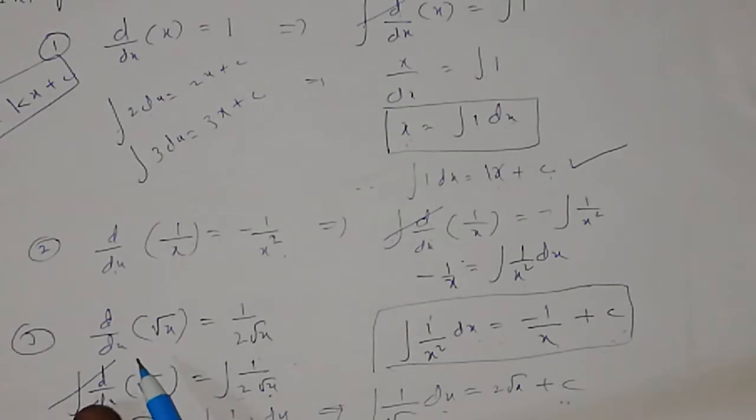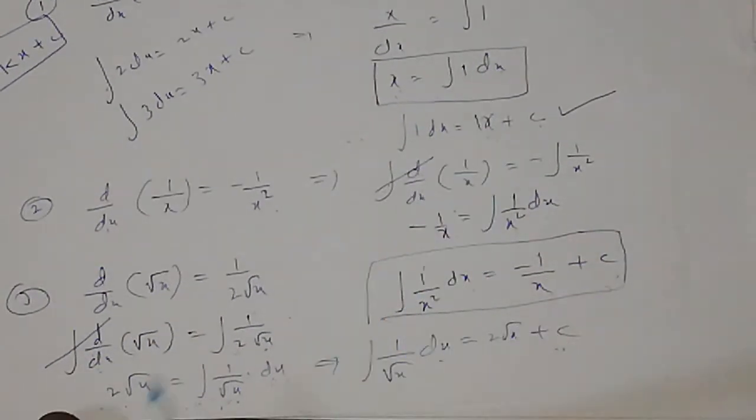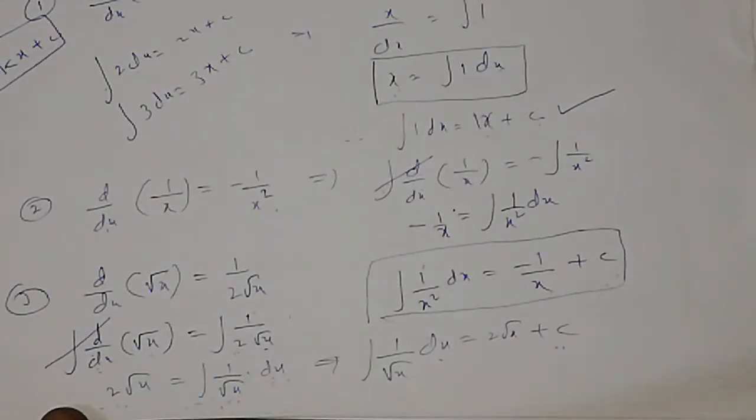Now the third one. d by dx of root x is equal to 1 by 2 root x. Already you learned this in first year. Now for this I am applying integration. Integration of d by dx of root x is equal to integration of 1 by 2 root x. So here also integration and derivation cancel. I am sending dx to the right side and 1 by 2 to the left side. By cross multiplication, the denominator becomes the numerator, so 2 into root x is equal to integration of 1 by root x dx.